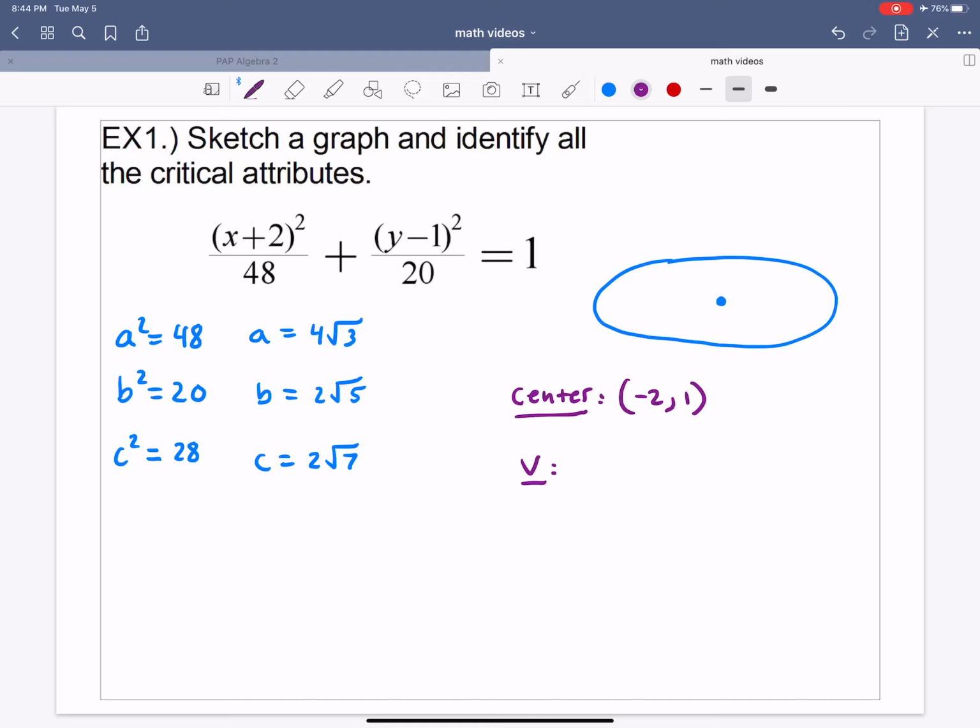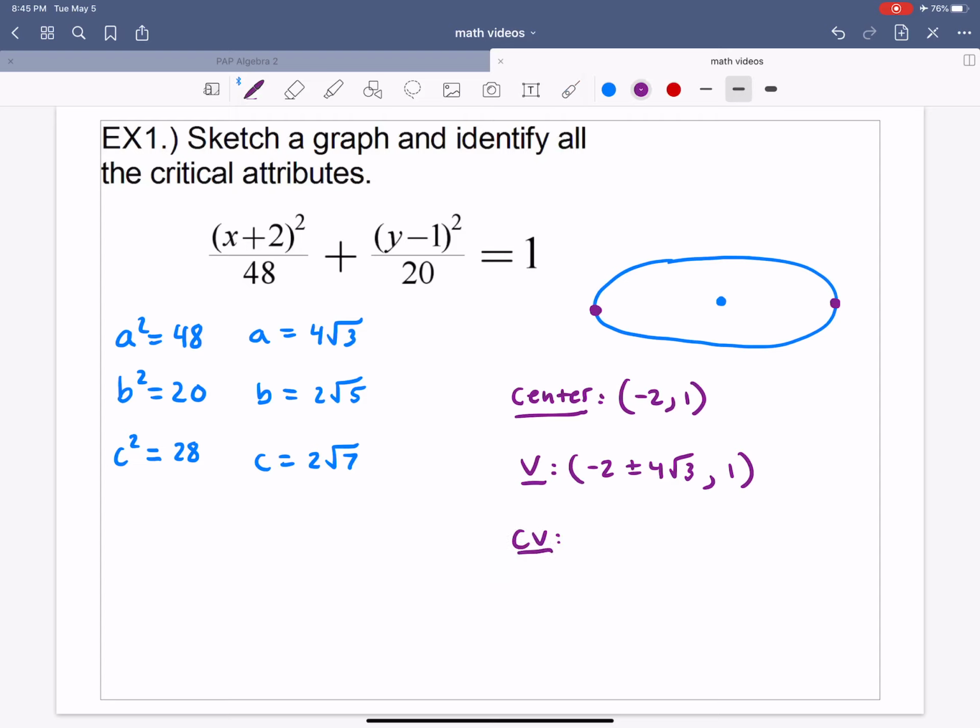So what I'm going to do here is take the center and move to the right a units and to the left a units. So the way I'm going to write that is -2 plus or minus 4√3, comma 1. And that's going to be the coordinates of my two vertices. I go right 4√3 units and left 4√3 units. You can actually leave it formatted like this because it's not a whole number. Okay, so this is actually the most precise way to represent those coordinates.